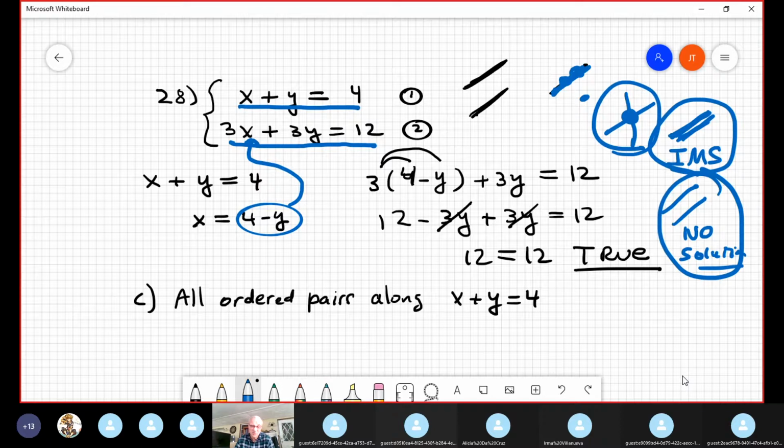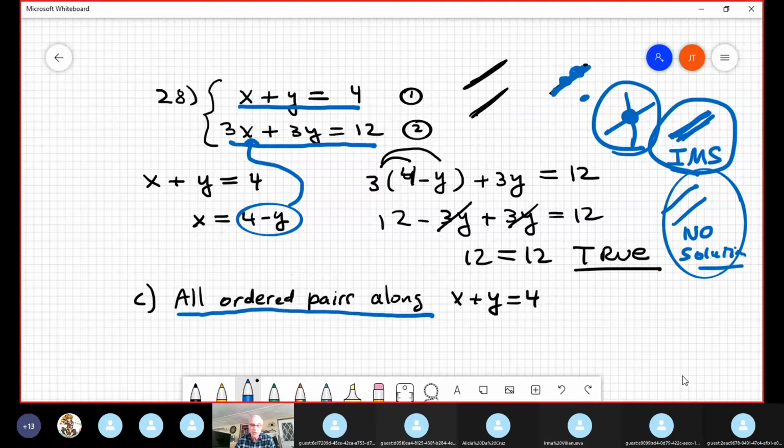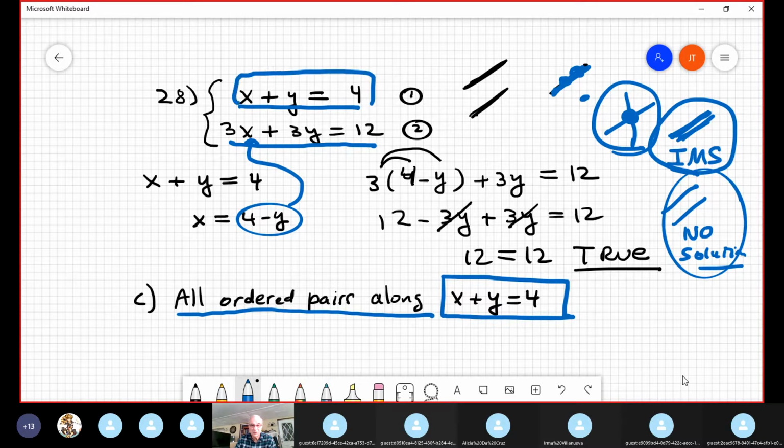Infinitely many solutions is a little bit confusing for the students, but it's easy. You copy this phrase, all ordered pairs, and you copy and paste one equation. Suppose you copy the first, that's perfect. Suppose you don't, you copy the second. It's the same because they are equivalent.